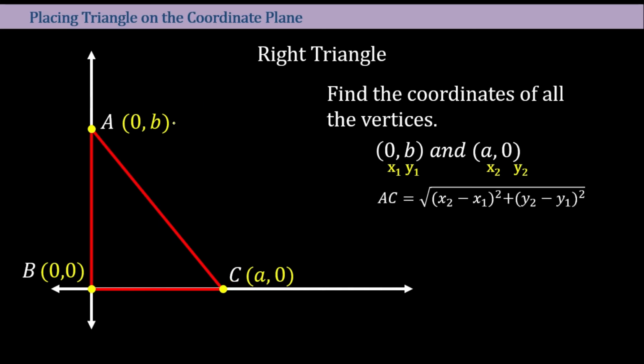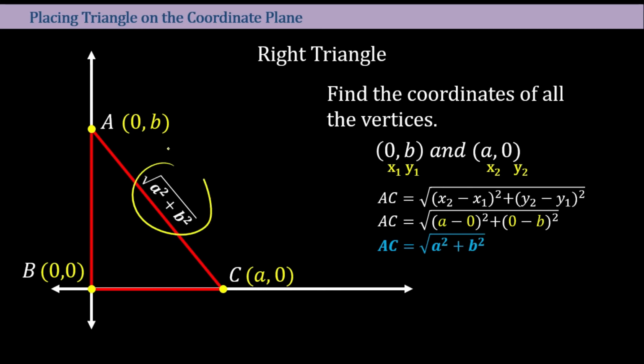Now, to find the distance from A to C, we'll be using the distance formula. So we'll be using point A and point B. So just substitute the values that we have. A minus 0, then plus quantity 0 minus B. This will yield A squared. This will lead to negative B squared. If we simplify this, we'll have this equation. As you can see, this is the Pythagorean formula to get the hypotenuse of the right triangle. So therefore, this is correct.